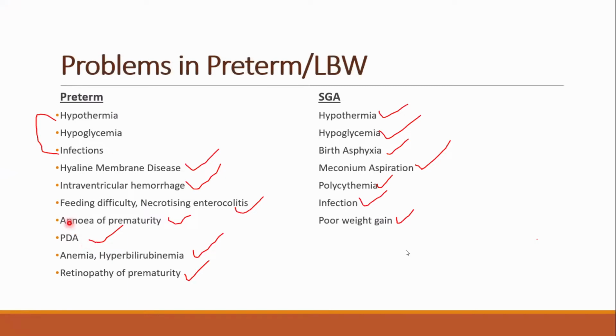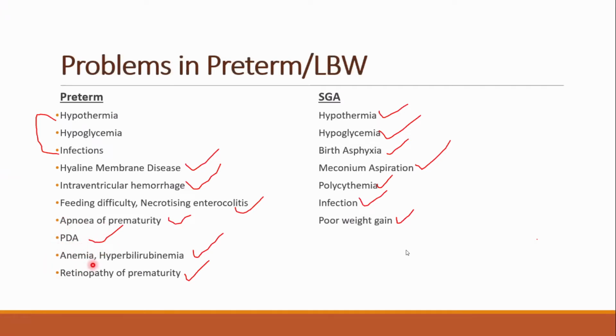What happens is the baby will come with features of congestive cardiac failure. There can be spontaneous closure. If you put the child on oxygen, it can cause vasoconstriction and close. If not, it is usually closed by giving acetaminophen or ibuprofen. The details of PDA we will talk about in our cardiovascular chapter.